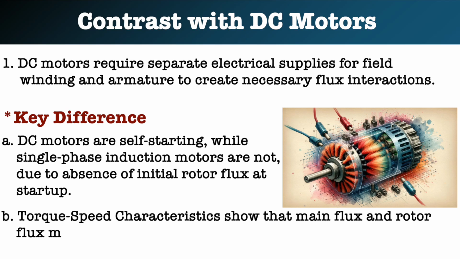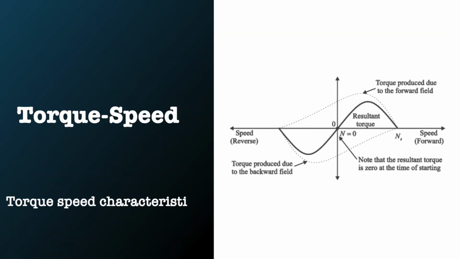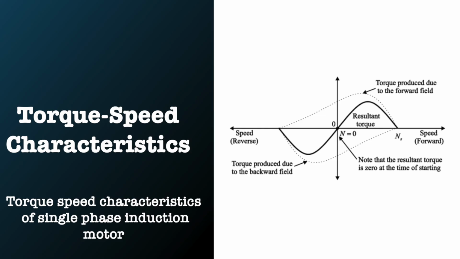The torque speed curve of a single phase induction motor shows the relationship between the motor's torque output and its speed. The torques produced by the two opposite rotating flux components are exactly opposite to each other. At startup, when the rotor is stationary, the motor develops no torque, which is why it cannot start on its own.